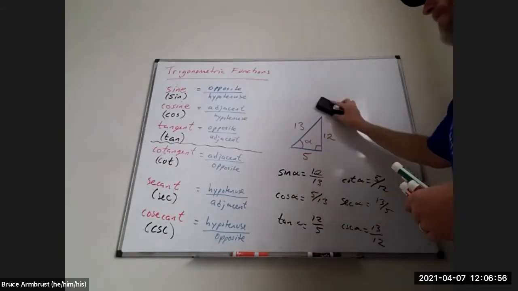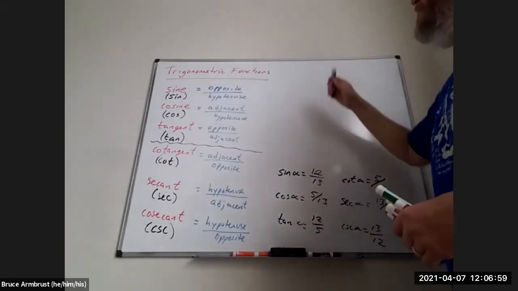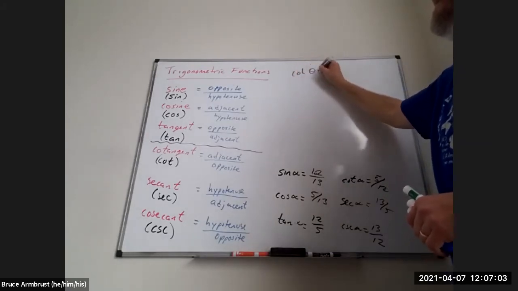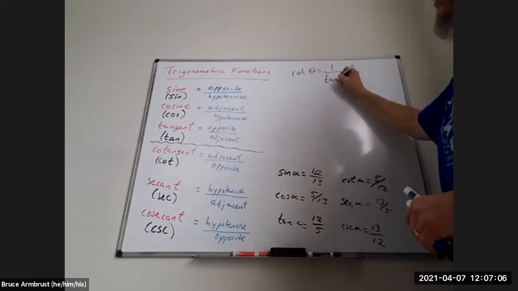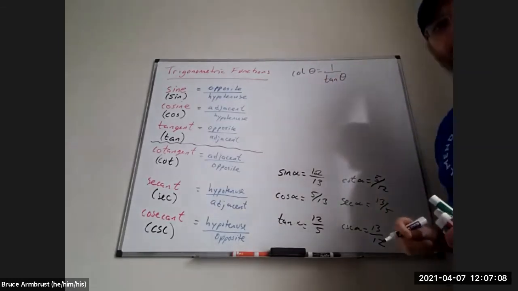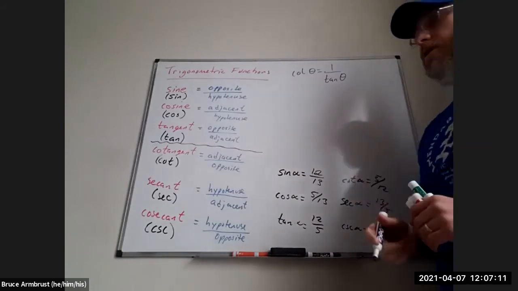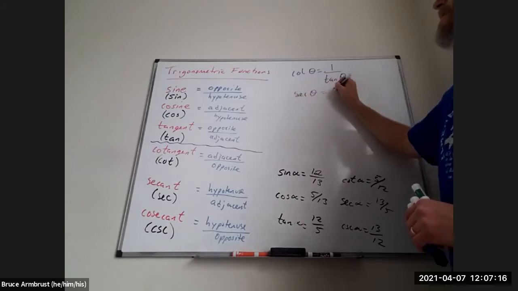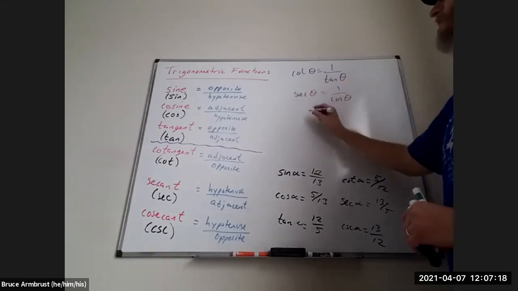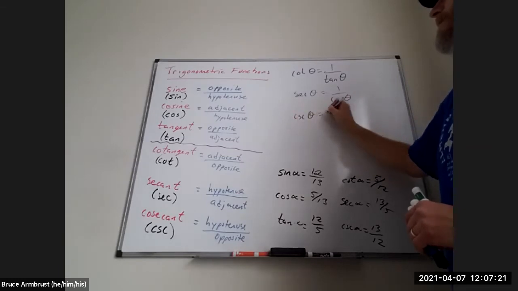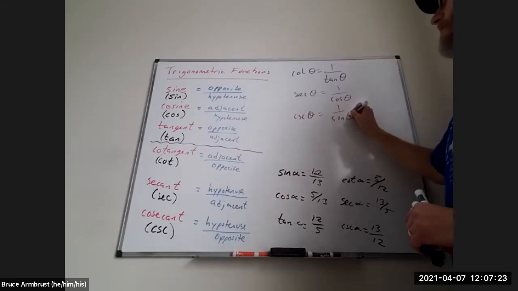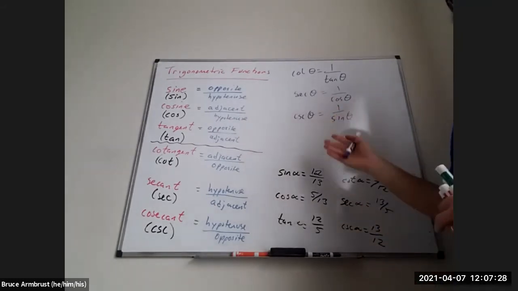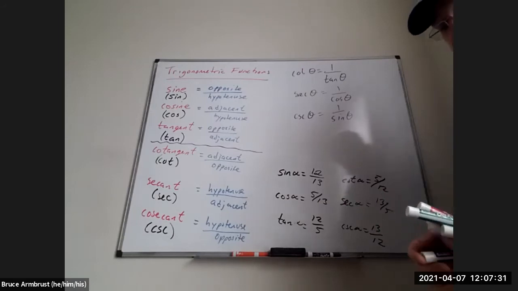And this is what we know. We've got that the cotangent is the same as 1 over the tangent. That's what it means to be a reciprocal, right? 1 over. We have secant is 1 over cosine, and cosecant is 1 over sine. And these are always true. Doesn't matter what the angle is.